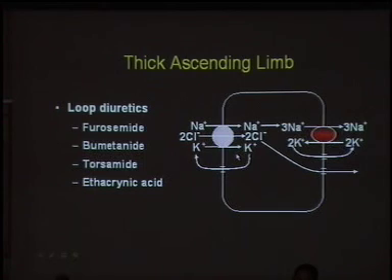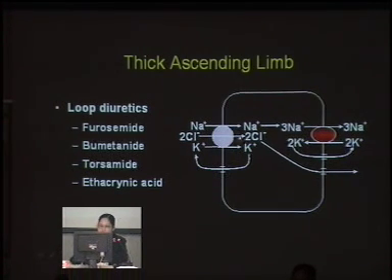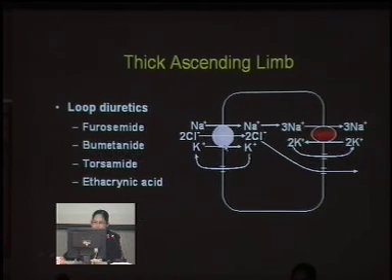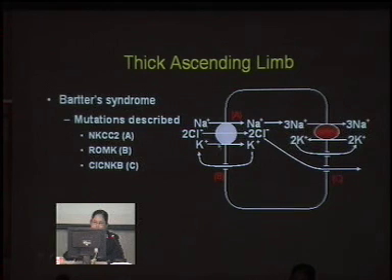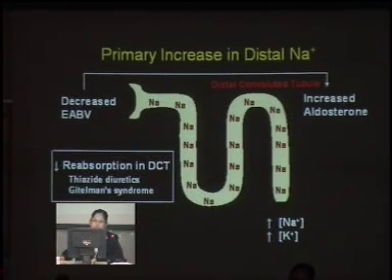Okay, thick ascending limb of Henle's loop: diuretics act here at this transporter, the sodium-chloride-potassium transporter. And this is again the sodium-potassium pump at the interstitium. This is the luminal border. These are loop diuretics. Bartter syndrome mimics the loop diuretic action, everything, but it is a genetic defect here. So you will see hypokalemia, metabolic alkalosis. Primary increase, again, in distal sodium delivery.